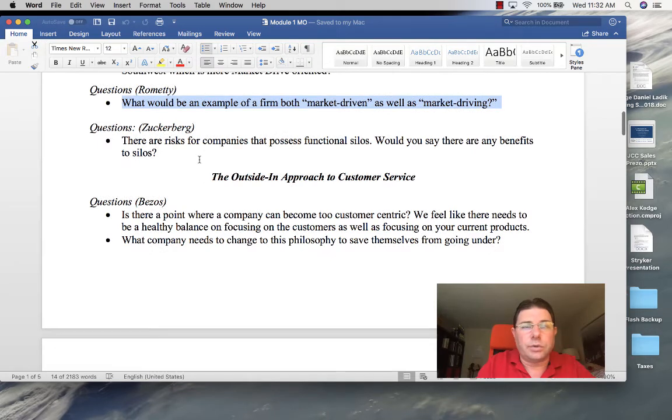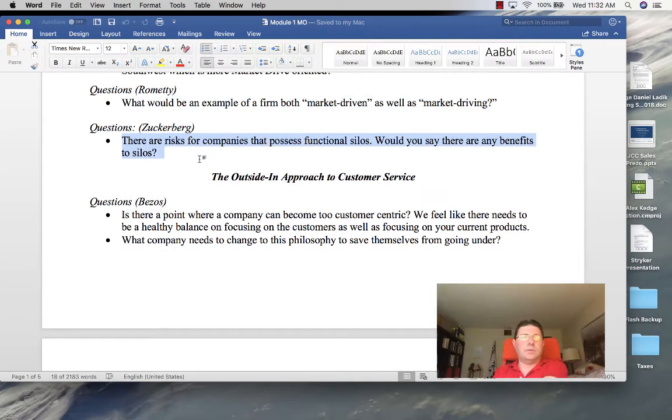Team Zuckerberg, last question for MO. There are risks for companies that possess functional silos. Would you say there are any benefits to silos? There are some benefits to silos. The benefits, I would say, are more like low-hanging fruit. Silos are easier to organize. Silos are easier to understand. Silos are easier to structure. Silos are easier to manage. Silos are easier to set up. That said, silos are not better. They're just easier.